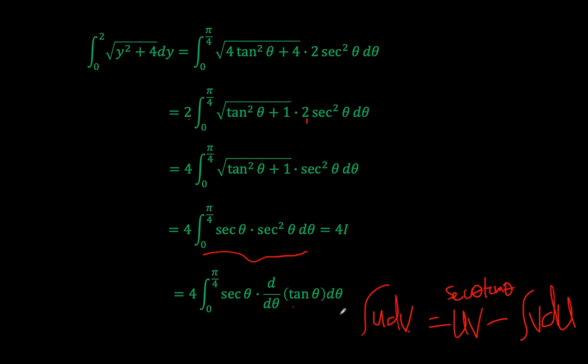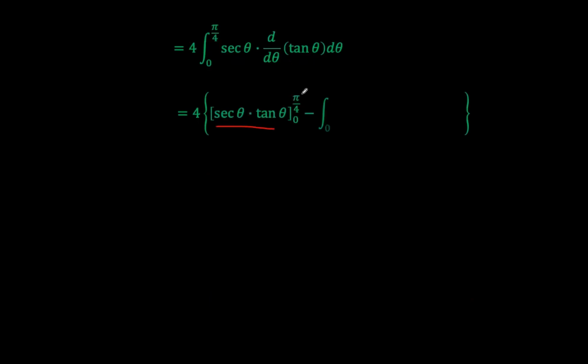minus the integral of the derivative of sec theta, which is obviously sec theta tan theta, times tan theta, so we have sec theta tan squared theta. So obviously, as we said, UV is this with the limits applied appropriately, and then the product of V dU, we have sec theta tan theta times tan theta.